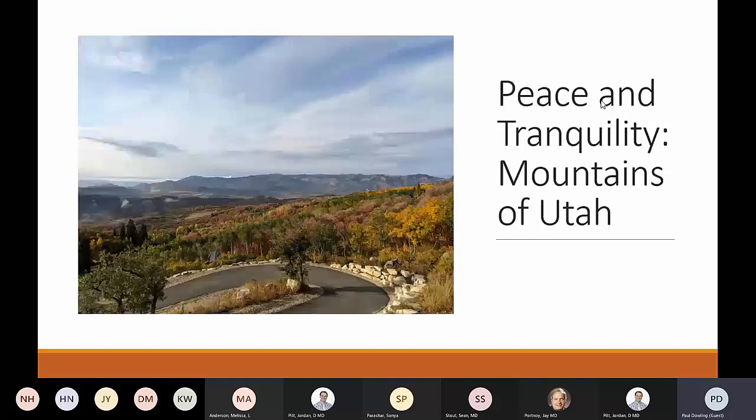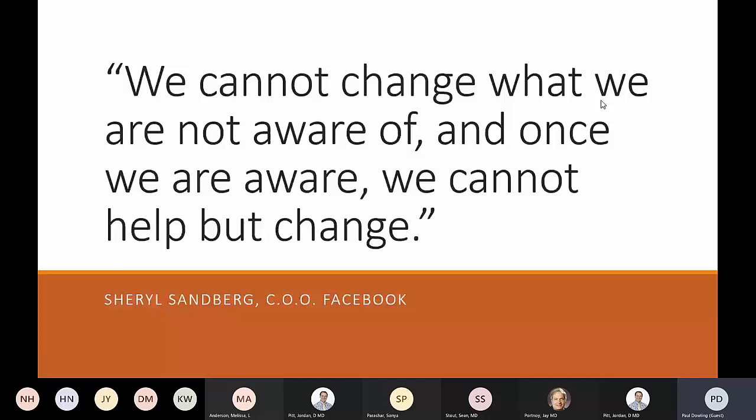This is a quote from Sheryl Sandberg, the COO of Facebook. We cannot change what we are not aware of, and once we are aware, we cannot help but change. So it's important that you know what's correct and follow science, and once you know the correct way of doing something, you should continue to do that and make sure that it continues that way. So hopefully there may be something to learn today that you might not have known, and that will help you do a better job in caring for your patients while you're doing skin testing.